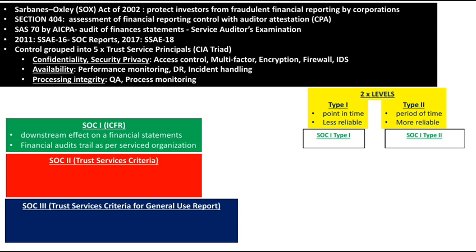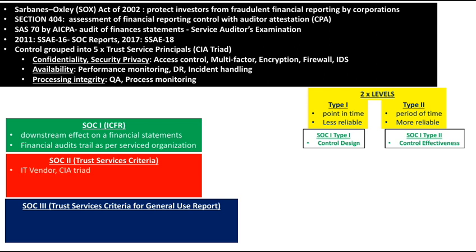So a SOC 1 report can be type 1 and type 2. Type 1 reports are the assessment at a point in time, and this assessment is carried out for the design of the controls. And SOC 1 type 2 reports are the assessment of the operation of those controls, that is, whether these controls are effective over a period of time, for example 6 months.